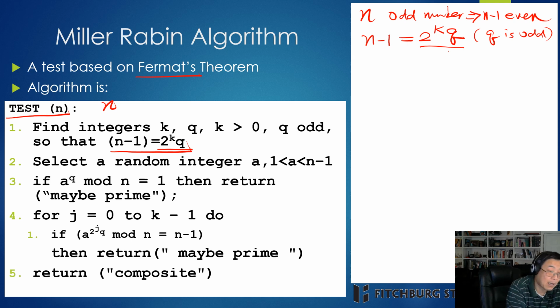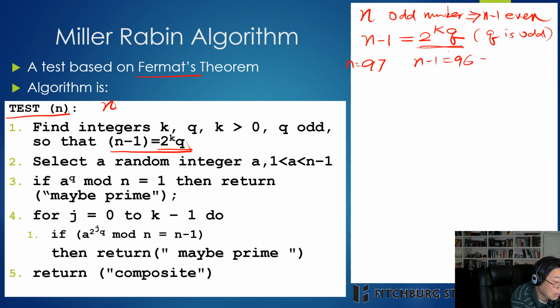So let's take an example. When I use an example, I always use a small number, okay? But this also applies to big numbers, and the algorithm is always used to test bigger numbers. So let's say n is 97. What is n minus 1? n minus 1 is 96.